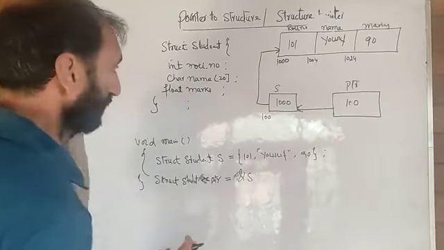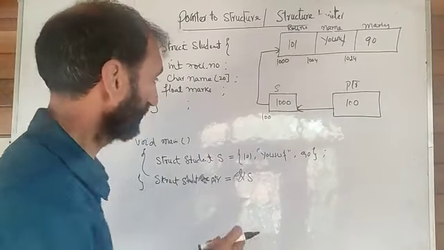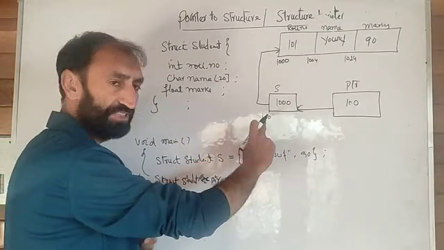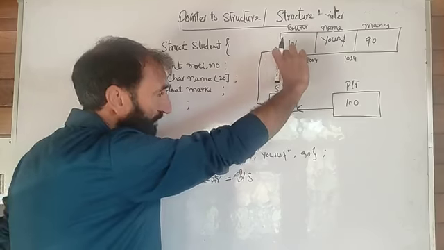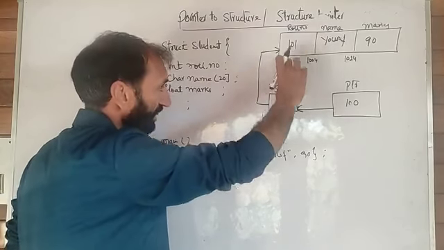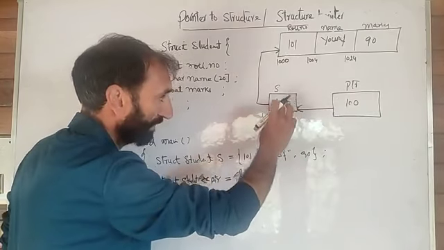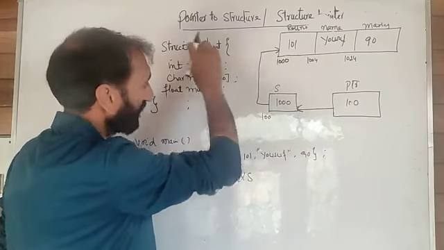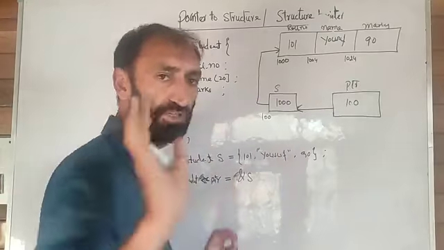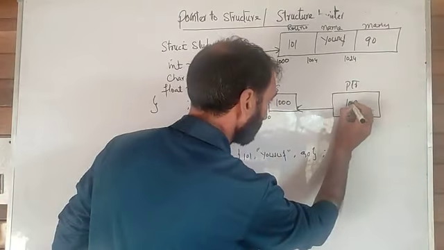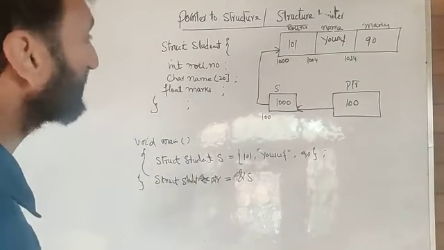So this is the address of this byte, the address of this byte, and the address of this byte. And this S contains the address of the first byte. That means the address of the first location. That is 1000. And this is the pointer. A pointer contains the address of another variable. S is the variable of type struct student. And ptr contains its address, because the address of this S is 100. Okay. Take care. Now we can access.